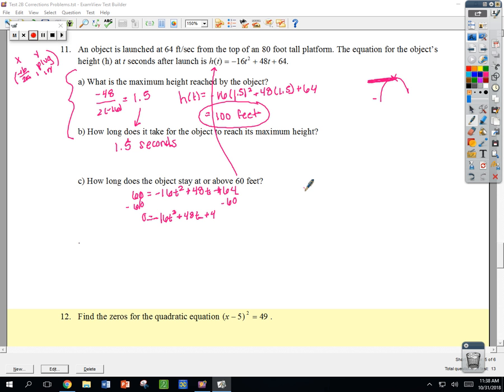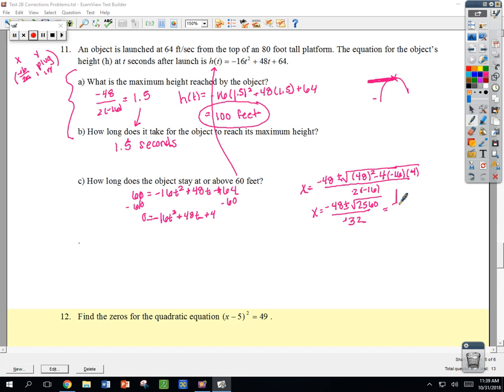And now I'm going to use my quadratic formula. x is equal to opposite b plus or minus square root b squared minus 4 times negative 16 times c, all over 2 times negative 16. So that's negative 32 on the bottom, and then when I do what's under the radical, I get 2,560.